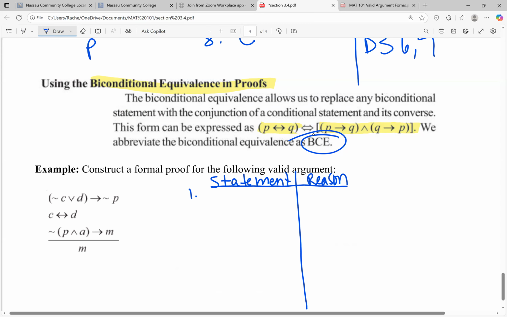But right off the bat, I see that there's a biconditional. So I'm just going to write its equivalence because it might be helpful to us. So let's start with C if and only if D. So that's equivalent to if C, then D, and if D, then C. So that's my biconditional equivalence on statement 1.